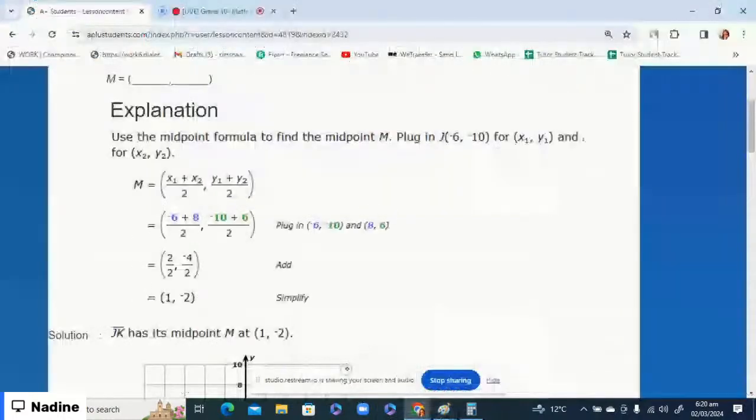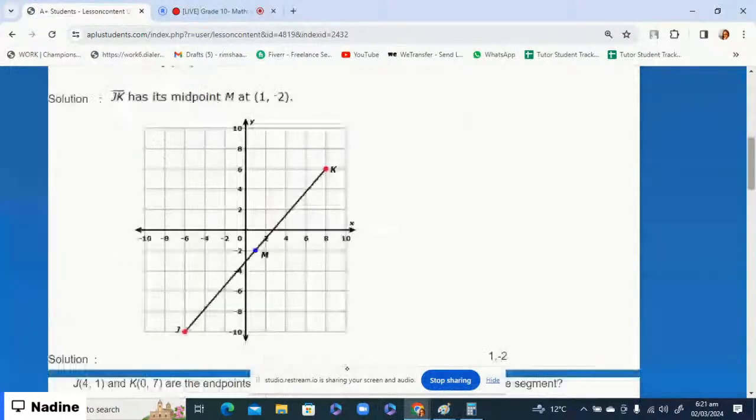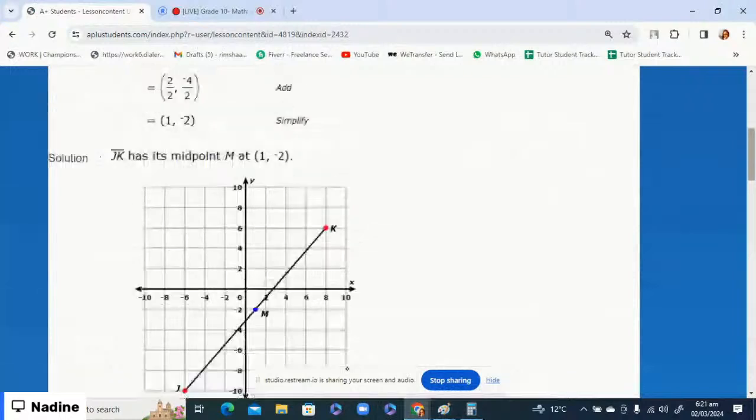here some points are given. They are just giving us some points and then saying to find the midpoint for this. Let's do it and also put these points on the graph.